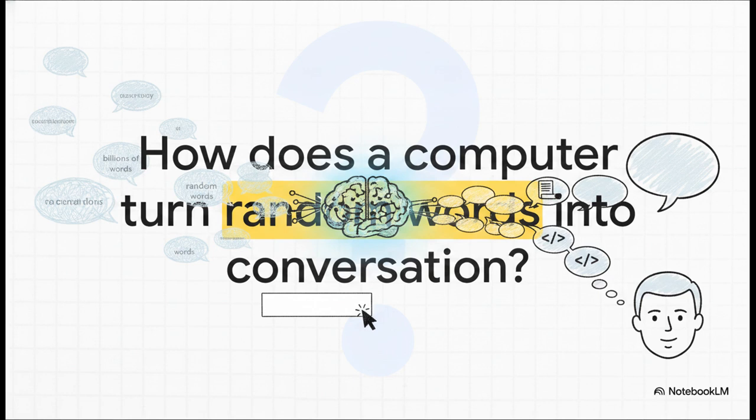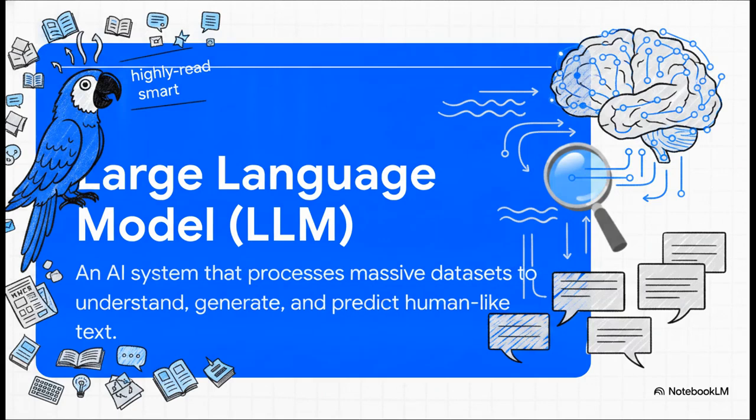We just type a quick prompt, and seconds later, bam, we get a polished essay, complex code, or a highly nuanced answer. To understand exactly how that happens, we first need to define what a large language model, or LLM, actually is. Basically, think of it as a wildly well-read, incredibly smart parrot. It's an advanced AI system that processes massive datasets to understand, generate, and predict human-like text. It literally learns to talk by listening to billions of human conversations, picking up on the underlying patterns, rules, and structures entirely on its own through unsupervised learning.